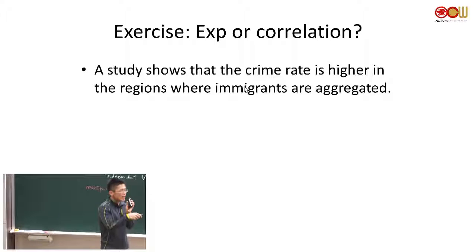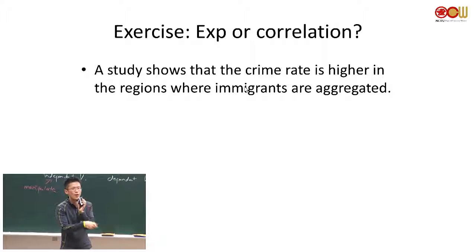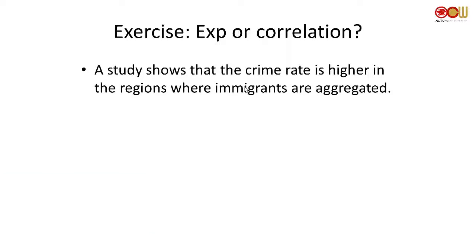either. And also, even if you find there is a correlation between the number of immigrants and the crime rate, it could be because of the rent. Usually in a city, those regions where immigrants are aggregated, the rent is cheaper. And usually for lower rent regions, the crime rate tends to be higher. So it could be the rent which causes both, instead of them having a causal relationship.